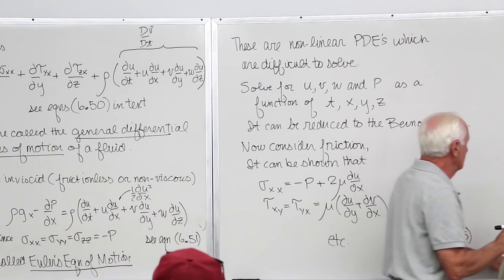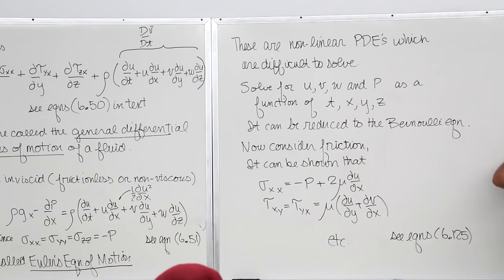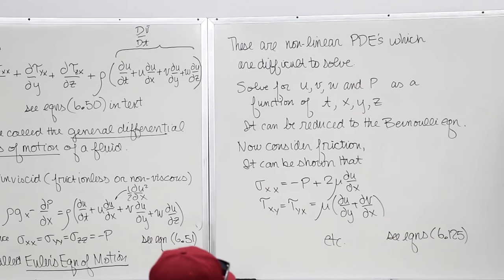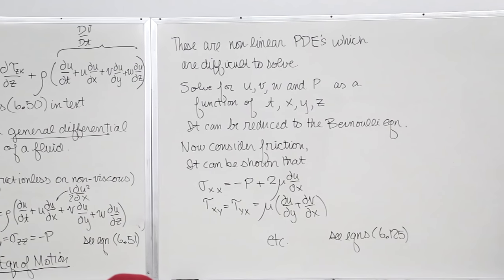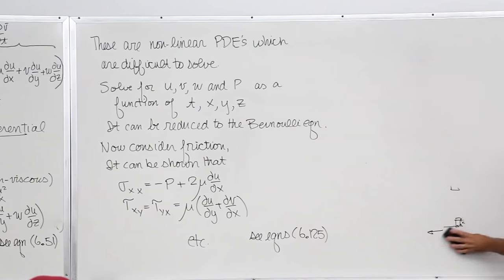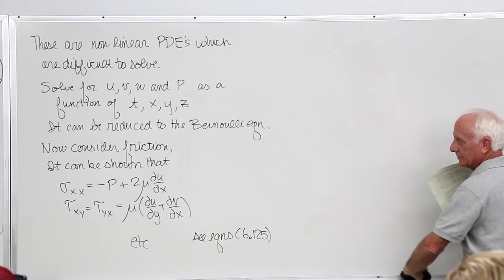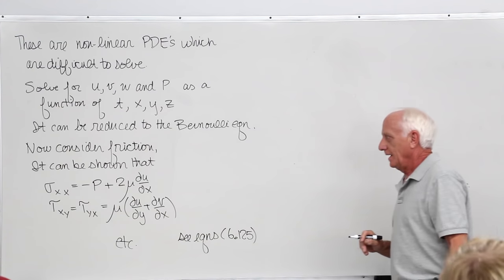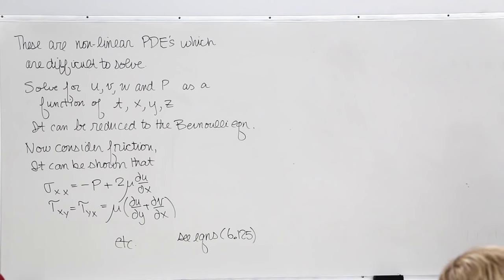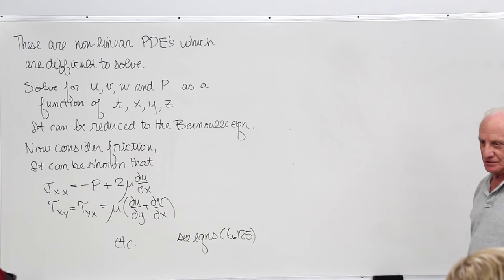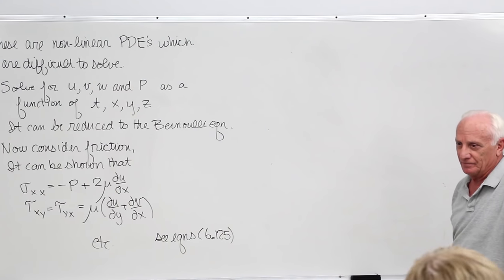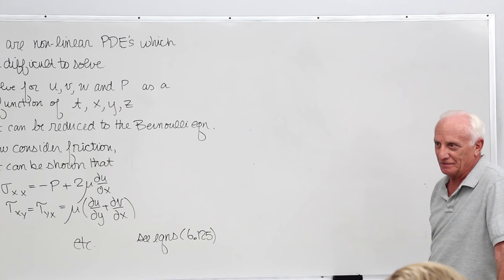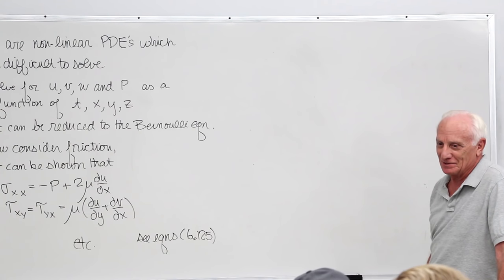Those are all in equation 6125. They're sometimes called the constitutive equations. They relate the stress terms to the velocity field and the pressure and the viscosity. And the textbook says, if you want to see where they came from, here's three references. Go find them and read it. In other words, it's pretty tough stuff. It's not something you want to put in an undergraduate textbook.